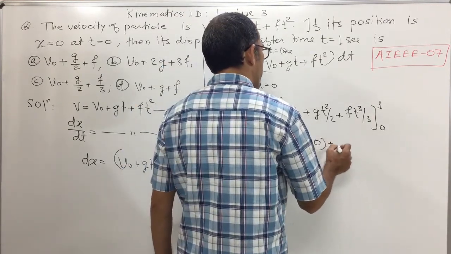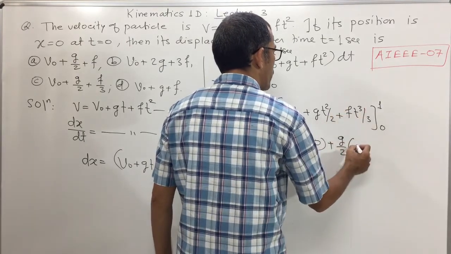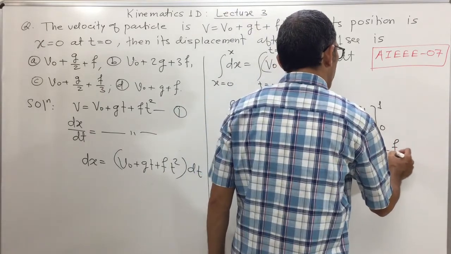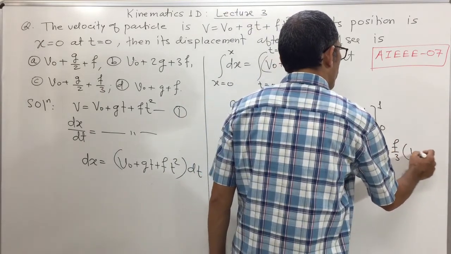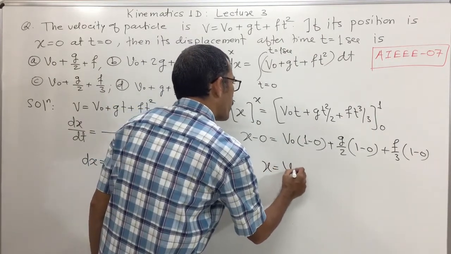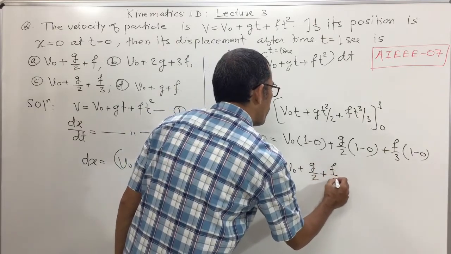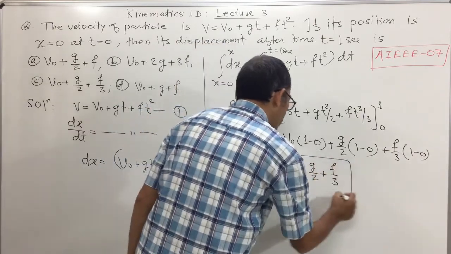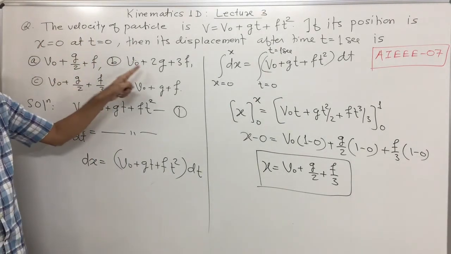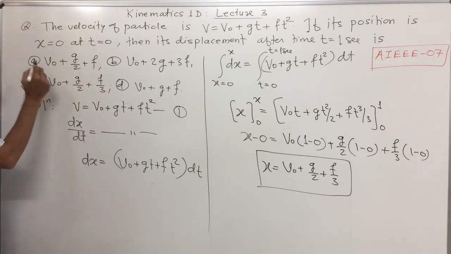Not minus, plus g by 2, again this is 1 square minus 0 square, meaning 1 minus 0, plus f by 3, this is also 1 minus 0. That means x equal to what? v naught plus g by 2 plus f by 3. This one is your answer. This is which option given in the problem? Not this one, yes this one, option C is correct.